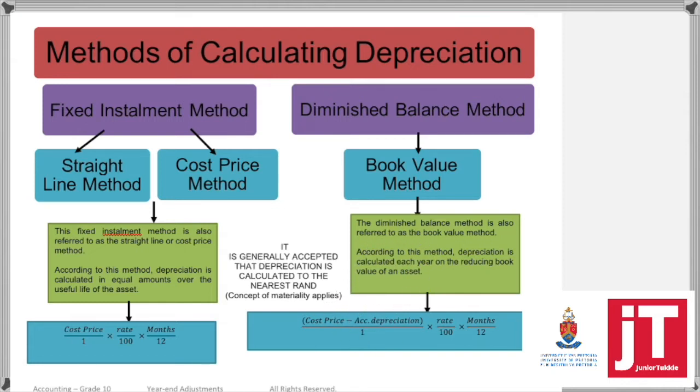And then lastly, the formula for diminished balance. Diminished means to diminish or to make less. So you must remember the formula that way: you must minus off the accumulated depreciation. You're going to take cost price minus accumulated depreciation times rate over 100 times months over 12. And that's your formula for the diminished balance method.